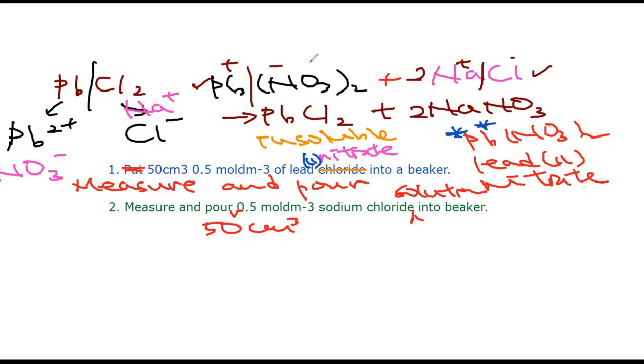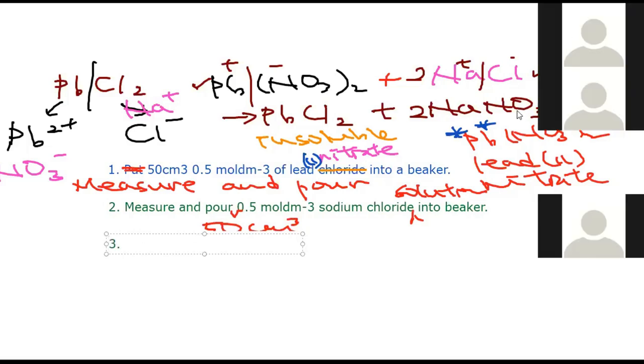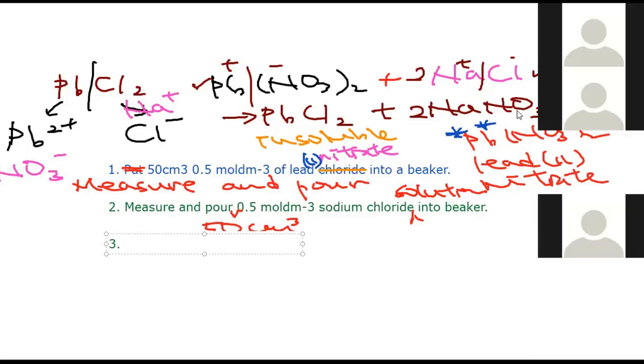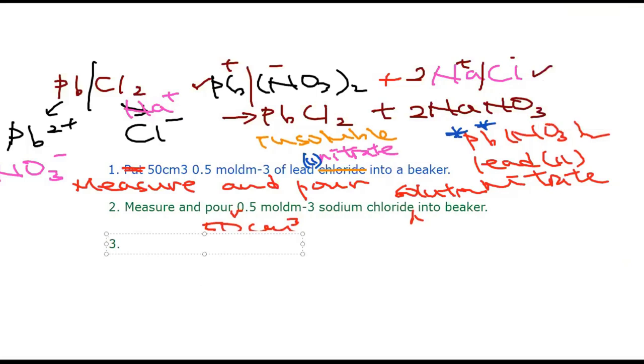Okay, now number three, who wants to give me your answer? Any volunteer? Can I hear from Tanusri? Tanusri, number three, are you here? Is Tanusri here? Oh, she's not here. Janice, can you tell us your answer? For the 50 cm cube of 0.5 mole dm cube of lead(II) nitrate into a beaker that containing 50 cm cube of 0.5 mole dm cube of sodium chloride.